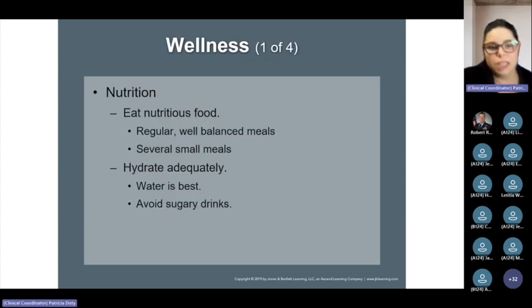Wellness, I've already talked about this until I'm blue in the face almost, not quite, but nutrition, we got to eat better, guys. We got to drink plenty of water. I cannot say that enough. And I say avoid sugary drinks.